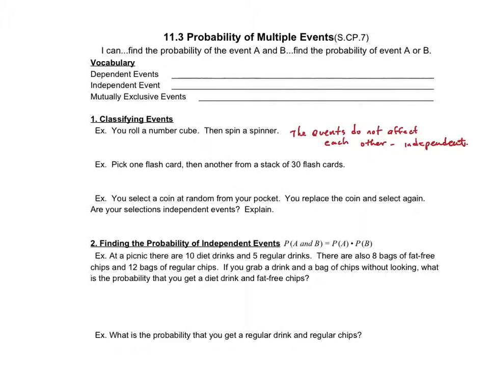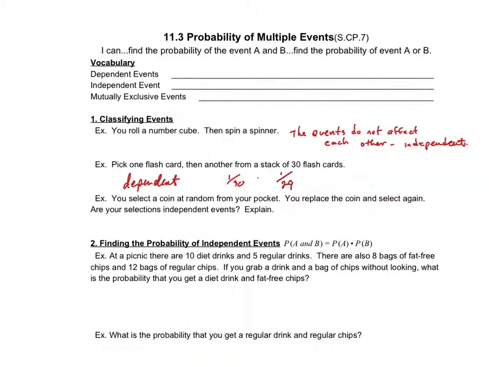But when we talk about picking one flashcard and then another from a stack of flashcards, those two things are going to be dependent, because the second card is dependent on what you pull first. Once I pull my first card out, the next card is only one of 29 possibilities. So we've removed one of the possible options there. That's why that is considered dependent.